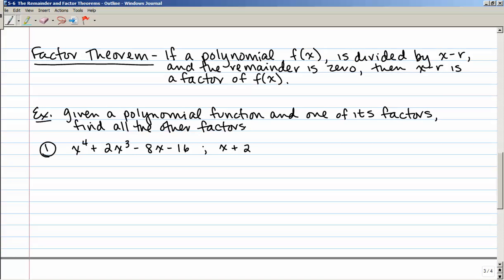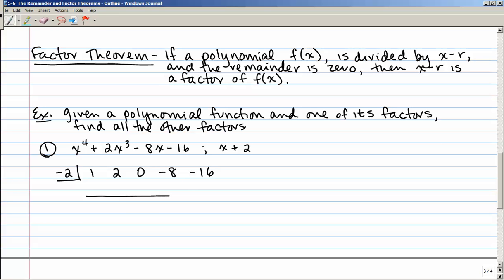So let's try this example. Given a polynomial function and one of its factors, find all of the other factors. So I have x to the 4th plus 2x cubed minus 8x minus 16, and I know that one of the factors is x plus 2. So I'm going to do synthetic division on this. Remember, this is in the form x minus r, so my r is actually going to be a negative 2. That goes in the box. List your coefficients: 1, 2. Notice I don't have an x squared, so I need to put a 0 in there. Negative 8 and negative 16.